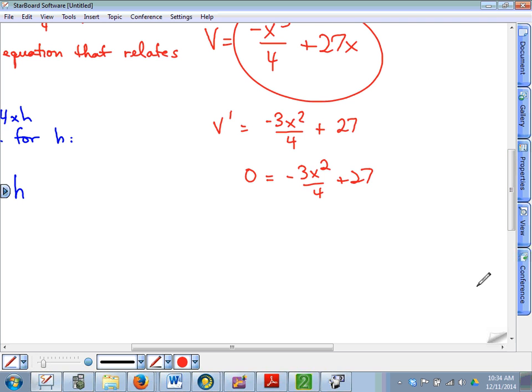And we can solve this, yes? First you want to subtract 27. Then we're going to multiply by 4. Then you divide by negative 3. And then we're going to take the square root of that. It's going to be a plus or minus.